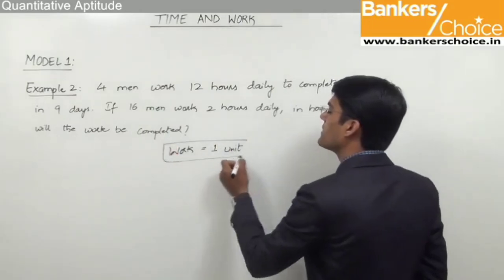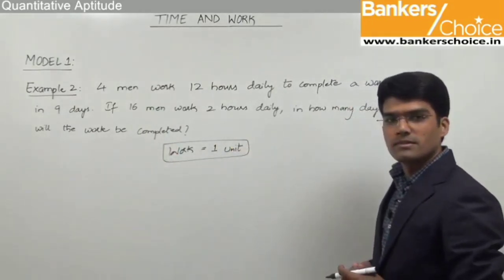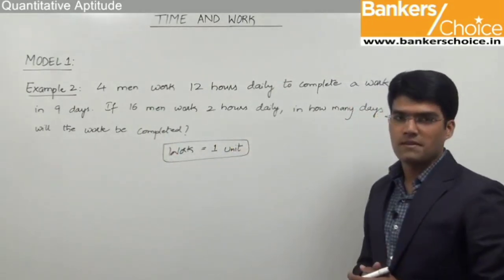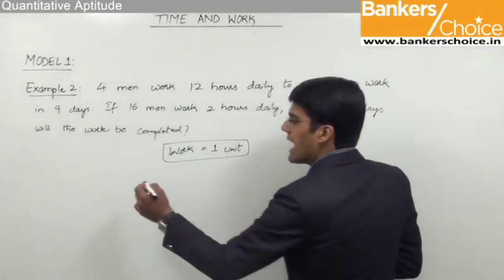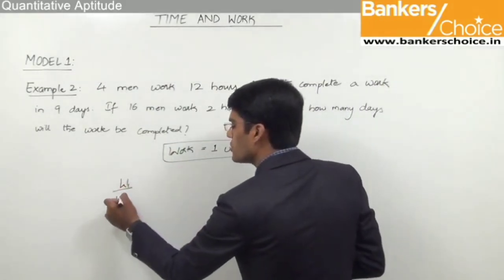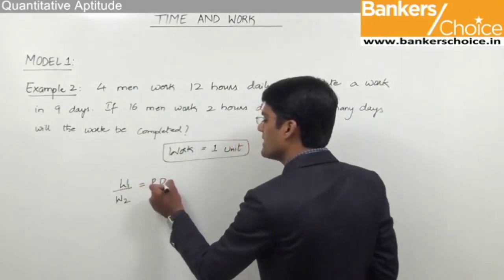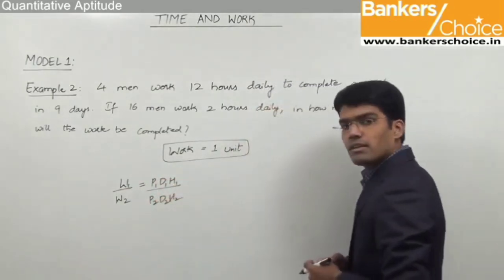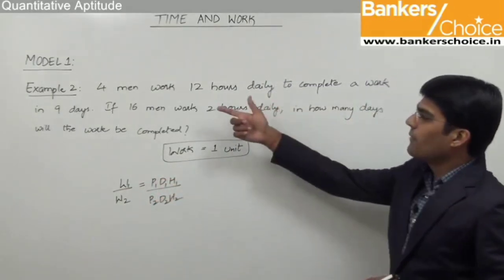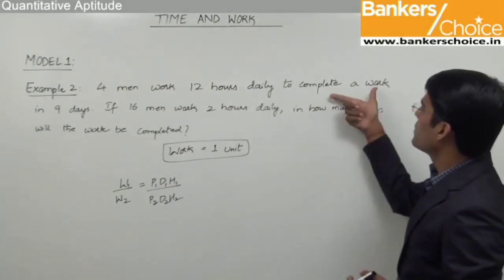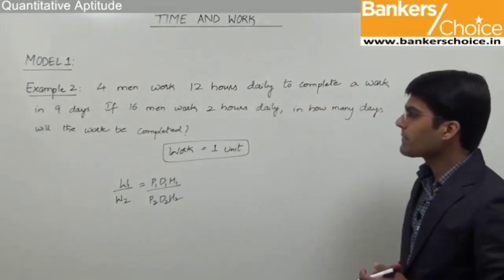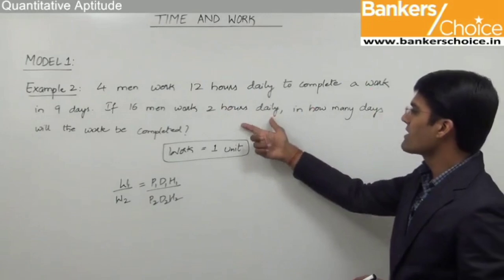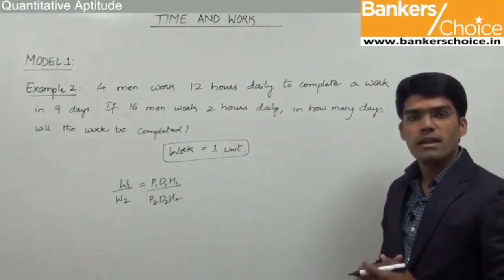And we can proceed with the solution with this value. So let us now see how we can get the answer for this question. We very well know that W1 by W2 should be equal to P1 D1 H1 by P2 D2 H2. Now here the question says 4 men work 12 hours daily to complete a work in 9 days. If 16 men work 2 hours daily, in how many days will the work be completed?